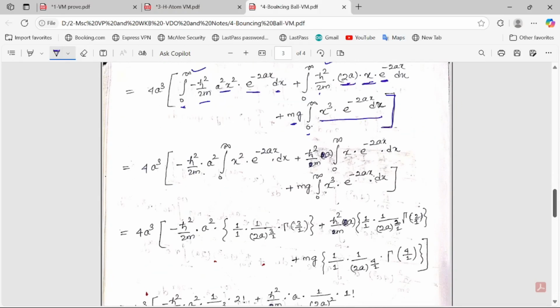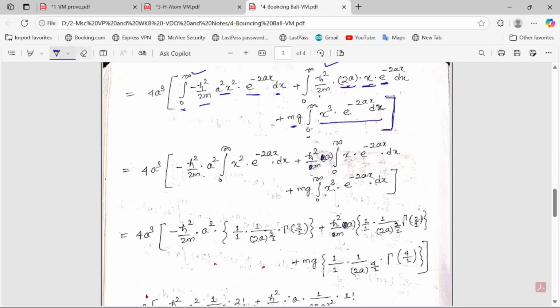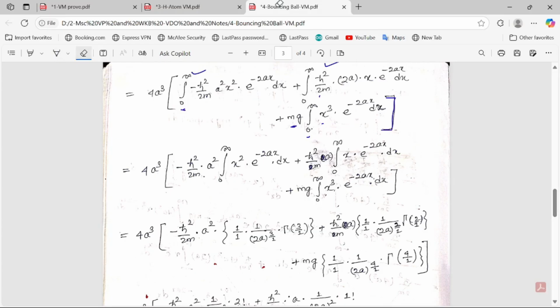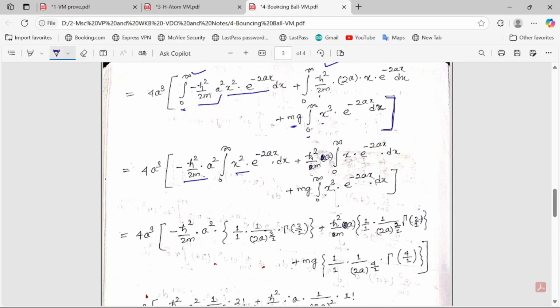Now again I am not going to explain this one, here same thing means you have to apply the gamma function for each integral. Here minus h square by 2m, a square taken outside, only we have x square into e to the power minus 2ax dx, here 2 got cancelled, 2 got cancelled, and h square a by m, 0 to infinity x e to the power minus 2x, and third term is your x cube e to the minus 2x. Already mg is there.